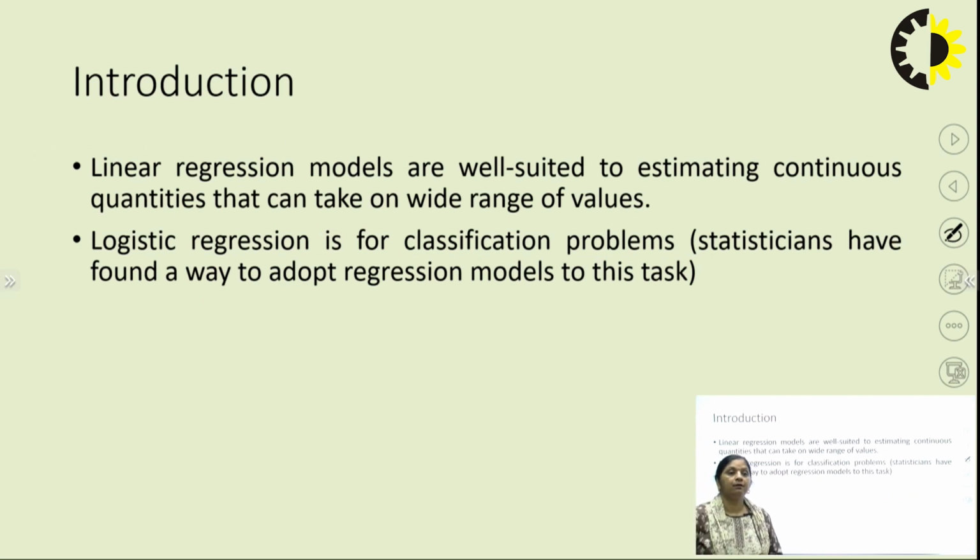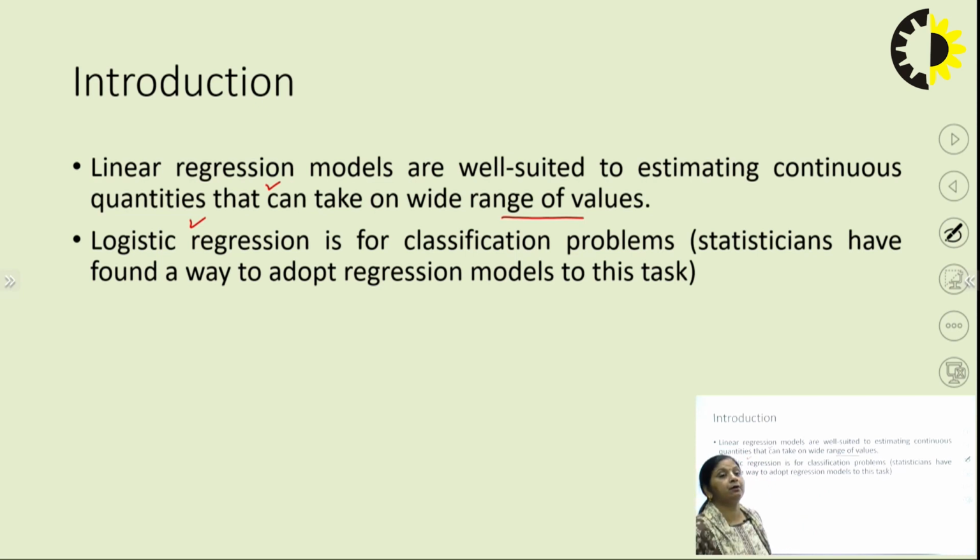So, where do we use it? Linear regression models are well suited to estimating continuous quantities. These are real continuous quantities, not discrete values, and they can have a wide range of values. For example, the price of a car could be 1.5 lakhs, 10.5 lakhs, 22.5 lakhs, 10 lakhs, 20 lakhs. Any of these is a continuous quantity.